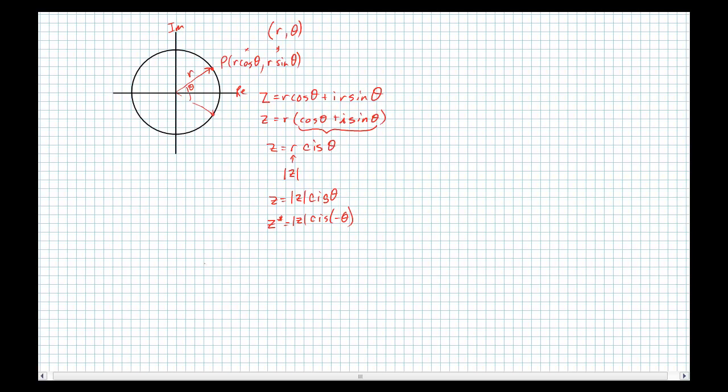Okay, so let's do a couple other things. Let's take something in this polar form. Let's say we've got z equals 2 cis 5 pi over 6, and we want to write that in Cartesian form.